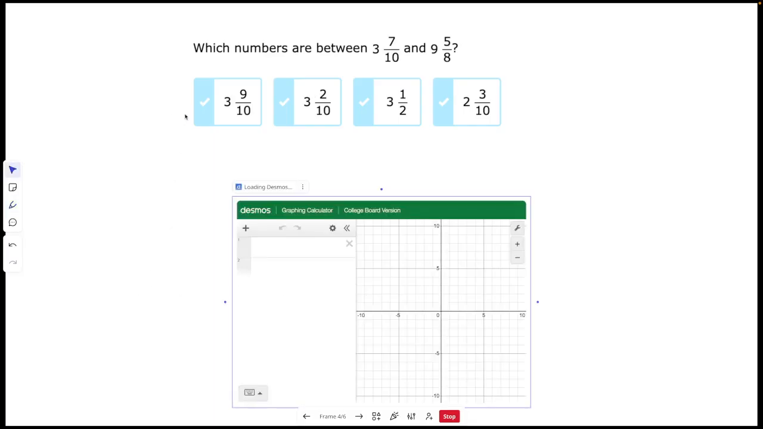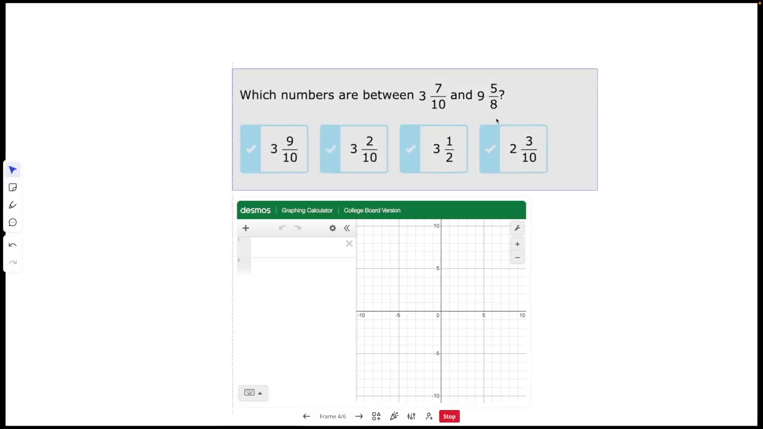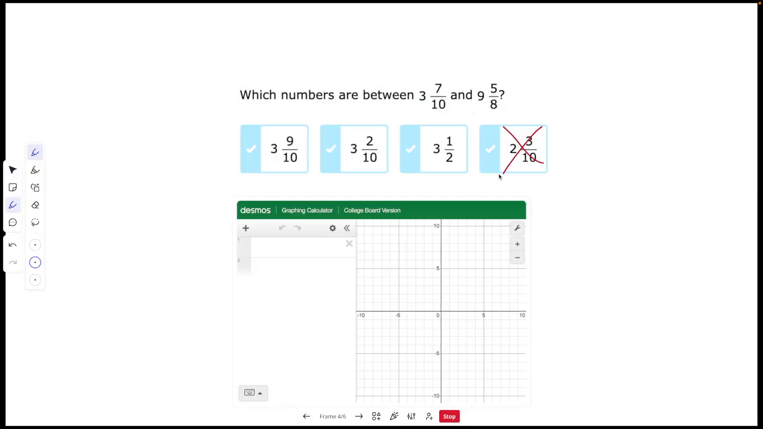For this one, the problem is worded a little bit differently, but it says which numbers are between 3 and 7/10 and 9 and 5/8. So you can convert them all to decimals. Right off the bat, we should be able to say that this last answer is incorrect, because it says which numbers are between 3 and 9, basically, and 2 is obviously lower, so that does not work.